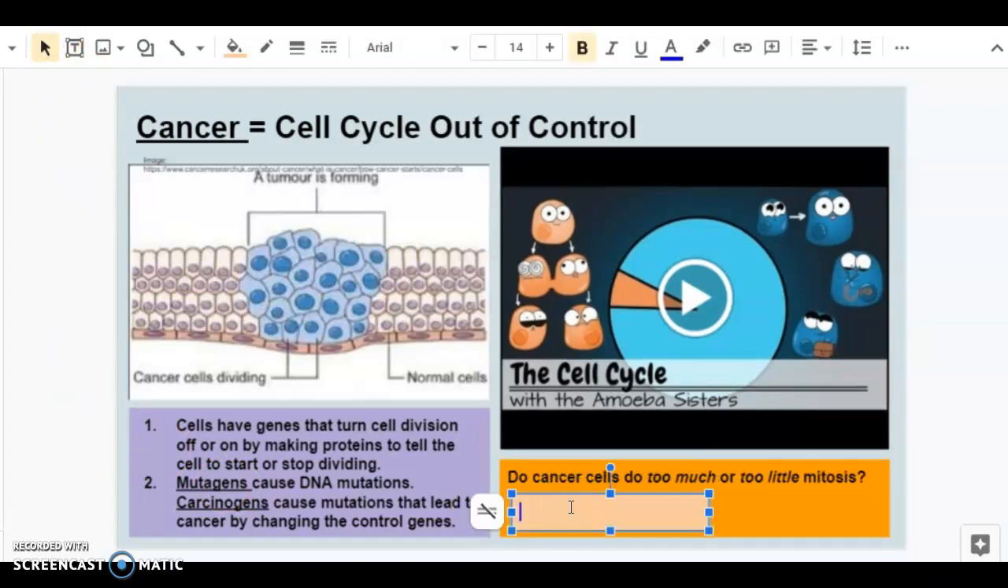Basically, cancer cells are doing too much mitosis. And when they do that, they form a clump of cells that aren't functioning properly that we call a tumor. And some of those cells can even break away and move to other parts of the body where they will form new tumors, taking up nutrients and space and damaging the cells around them.